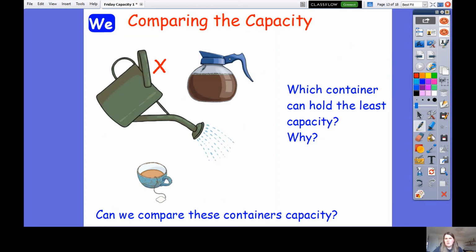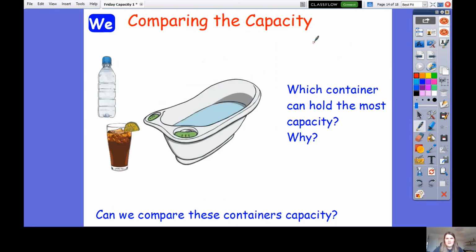Right, so now it's between the coffee jug or the teacup. Which one do you think? The teacup. Why do you think the teacup? Because you think lots of teacups would go in a jug? You would be absolutely right. Well done. That is the one with the least capacity. Okay, quick fire. Next one.